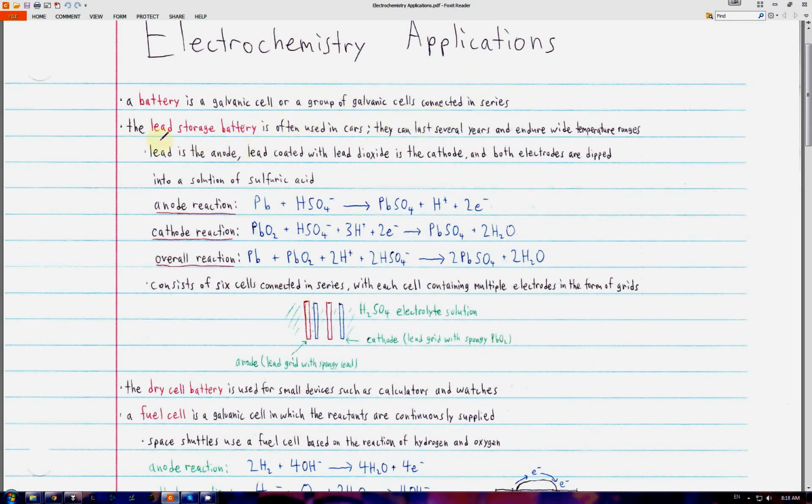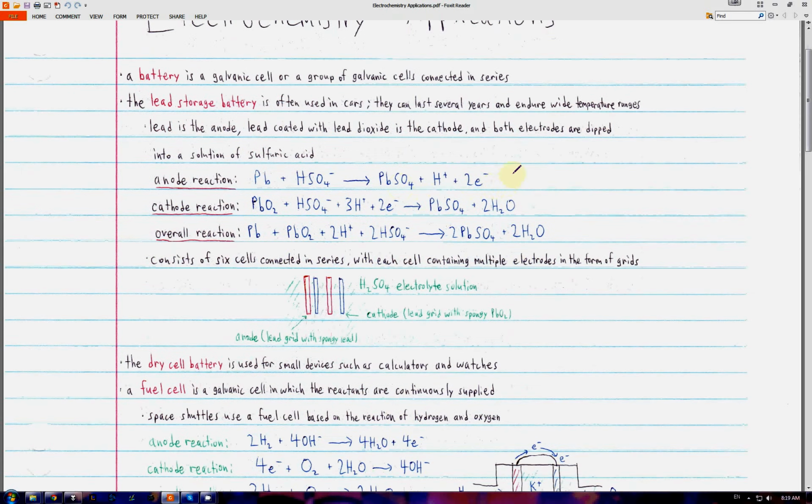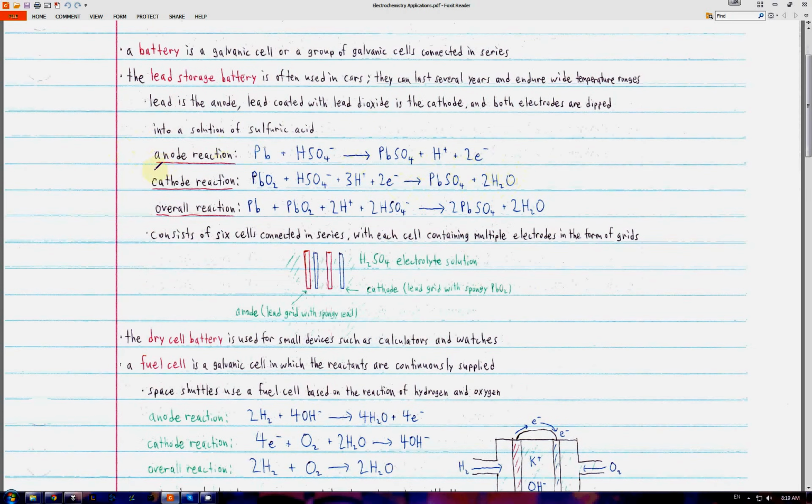Now, one type of battery is a lead storage battery. These are often used in cars because they can last a long time, endure a wide range of temperatures, and they don't break easily. So in this battery, the anode is lead and the cathode is lead that's coated with lead dioxide. And both of these are surrounded in a solution of sulfuric acid. So here you can see the two half reactions and then the overall reaction.